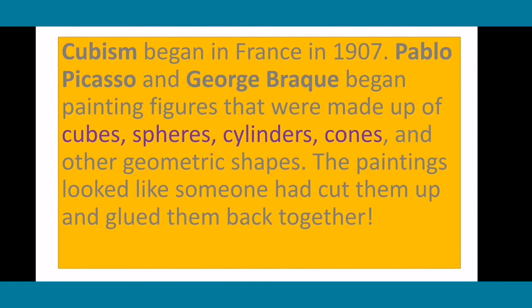Cubism began in France in 1907. Pablo Picasso and George Braque began painting figures that were made up of cubes, spheres, cylinders, cones, and other geometric shapes. The paintings looked like someone had cut them up and glued them back together.